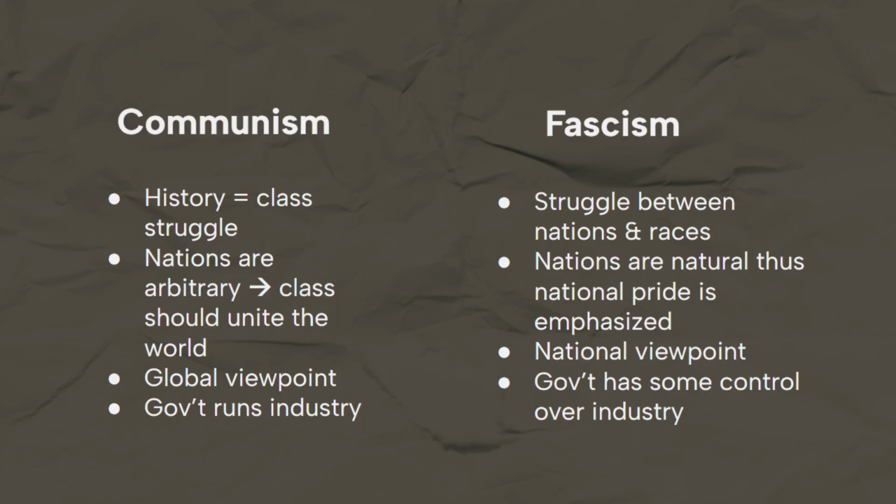Now, in fascist states, we see a struggle between nations and races. Usually, there is some kind of racial superiority factor that comes in with fascism. They don't want everyone generally united. It's like we'd rather be all united against someone else. They see the nation as central to their movement. So, nations are a source of pride that is emphasized, and they view things through a national viewpoint. Like, we do things for the good of the nation, not for the good of the class. And then you see that the government does have some control over industry. Things are still privately owned for the most part, but the government has a lot of say in what happens with those businesses.